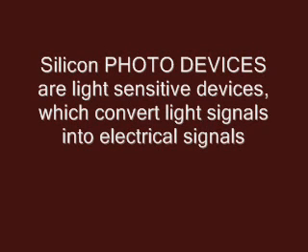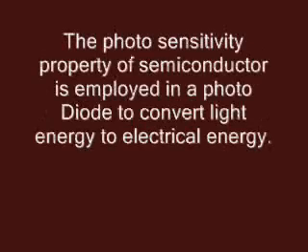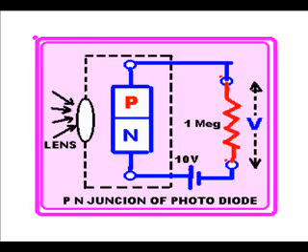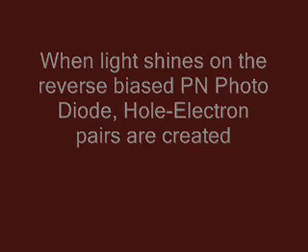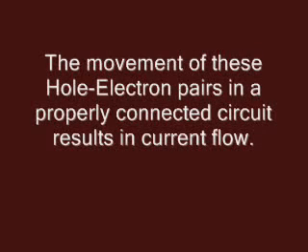Silicon photo devices are light sensitive devices which convert the light signals into electrical signals. The photosensitive property of semiconductor is employed in a photodiode to convert light energy to electrical energy. When light shines on the reverse biased photodiode, hole electron pairs are created. The movement of these hole electron pairs in a properly connected circuit results in current flow.